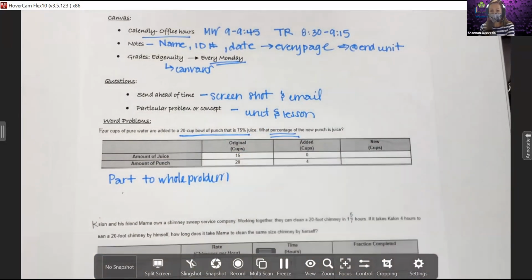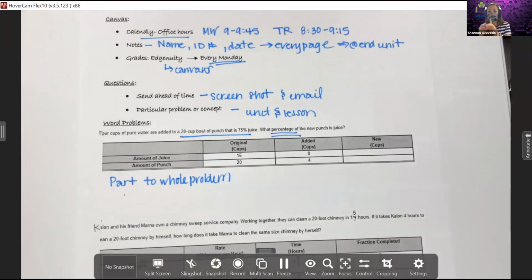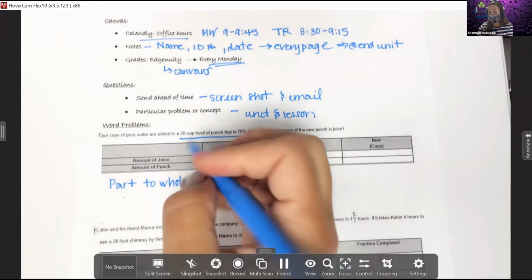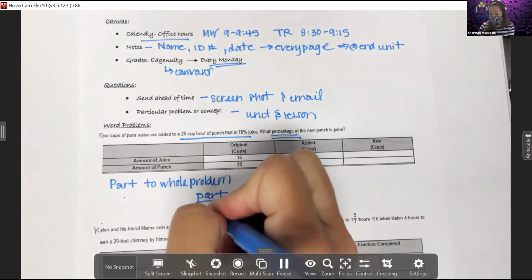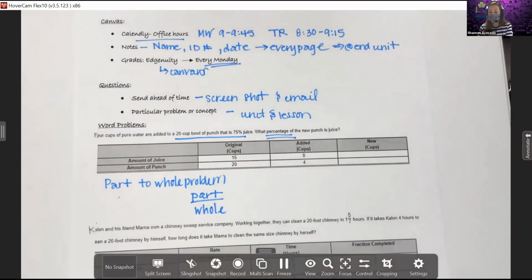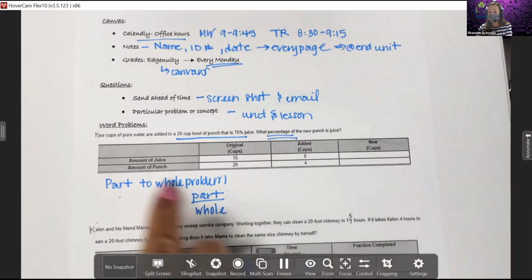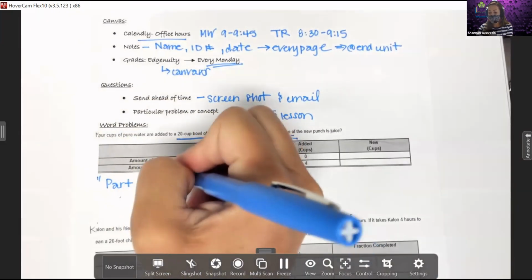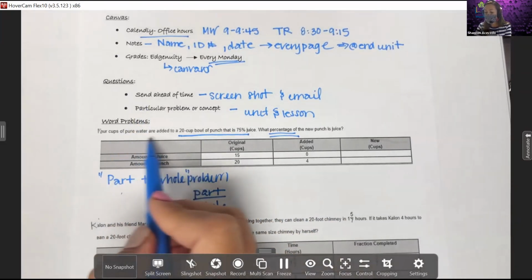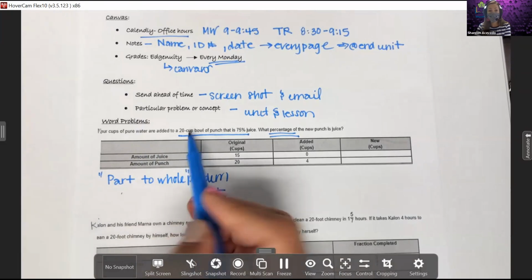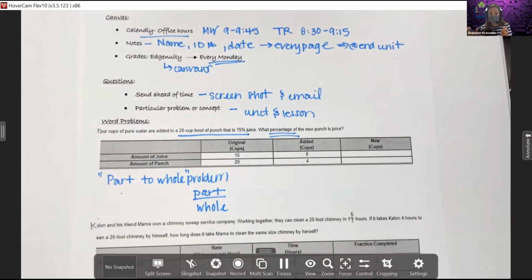When we say part to whole, we're taking just a little bit of something out of the whole thing. That's why we often refer to it as part to whole. So it's always the part over the whole. That's our ratio there, and that's how this kind of problem gets its name, because we're writing it as a ratio. We're talking about 4 cups of pure water added to a 20-cup bowl, so the whole thing is 20 cups.